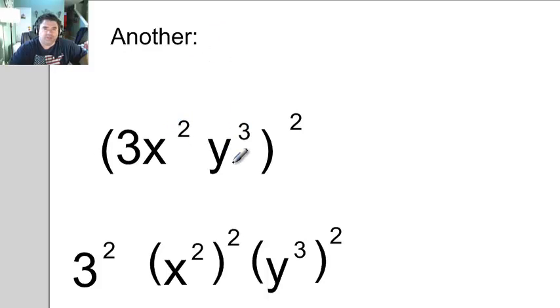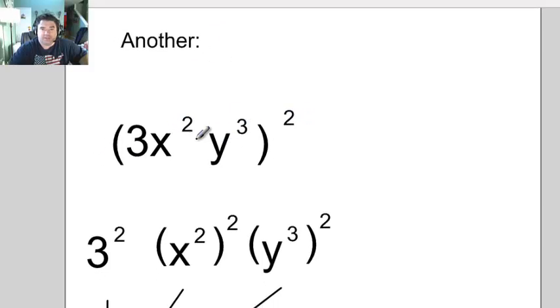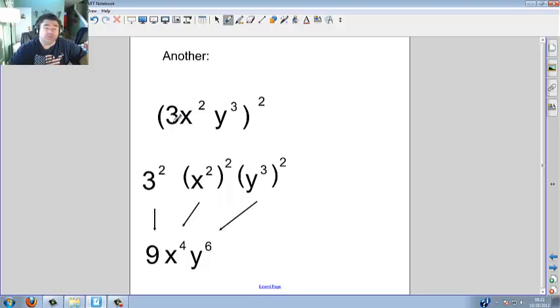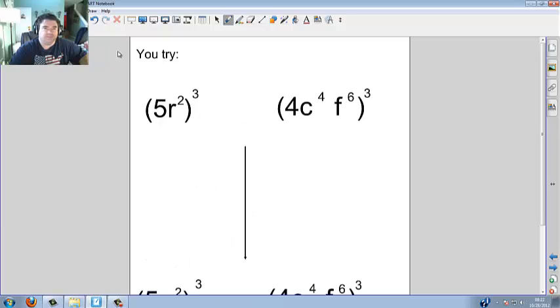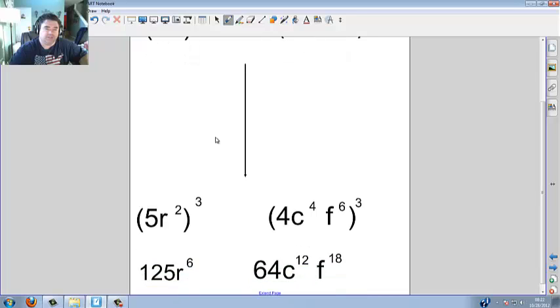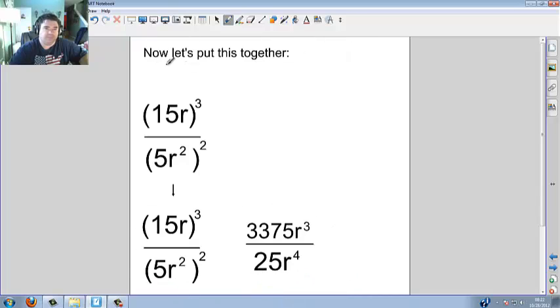Another, 3x squared y cubed, to the 2nd power. So what we're going to do is go ahead and take 3 squared, x squared squared, and y cubed squared. So 9, x to the 4th, y to the 6th. You try, go ahead. Did you get these? I hope so. Now let's put all this together.